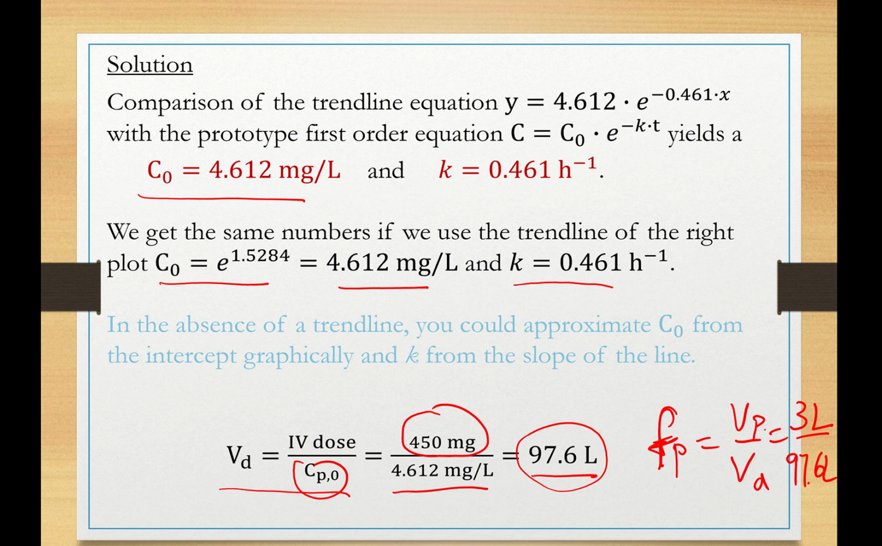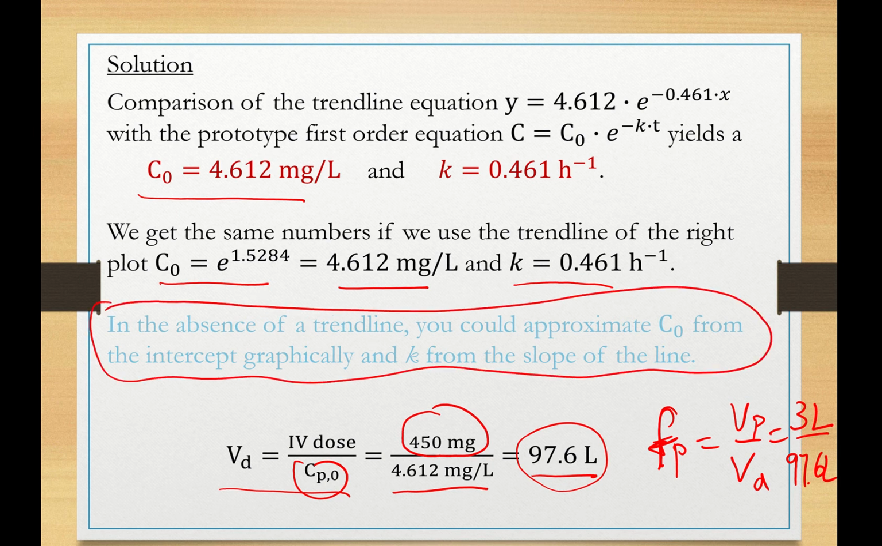So only about 3% of it is in the plasma, 97% of it is in tissues. Now here, what I have described is if you don't have a trend line, so you don't have a best fit equation, you could approximate C0 from the intercept graphically, but be very cautious, make sure that your approximation is as accurate as possible, okay? And of course, K can be calculated from the slope of a line.